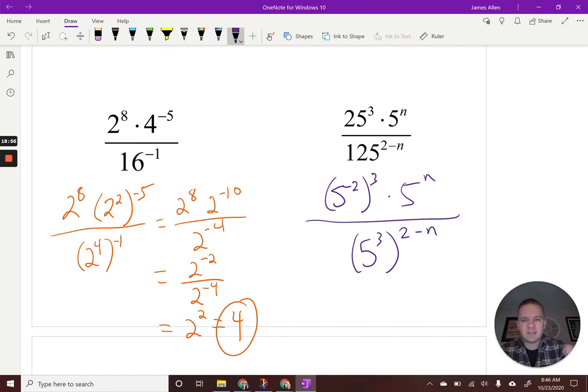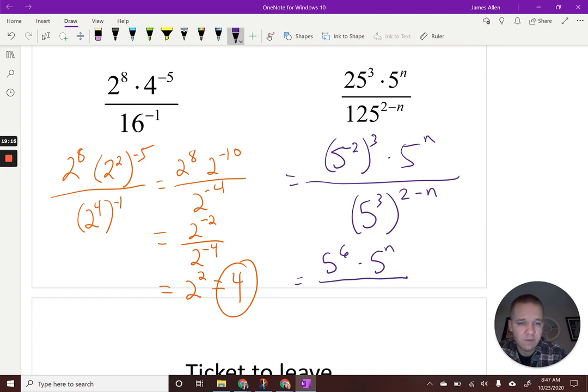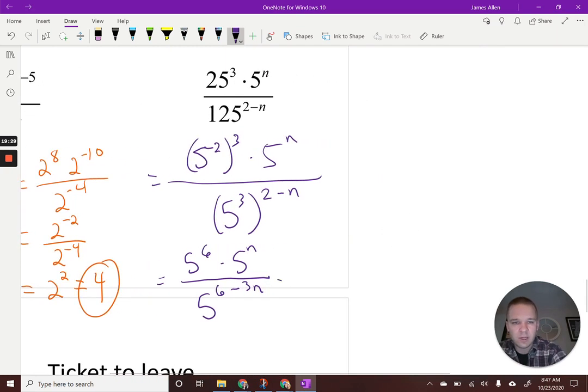So now what do we do? Well, let's deal with, we got 2 times 3, right, because it's 5 squared raised to the third, so our exponent property would tell us to multiply those, and I'd get 5 to the 6th, and then I'd have times 5 to the n divided by, and then I'd multiply these, so I'd get 5 raised to the, well, it's 3 times 2 is 6 minus 3n. Lovely. I'm going to give myself a little more room over here.